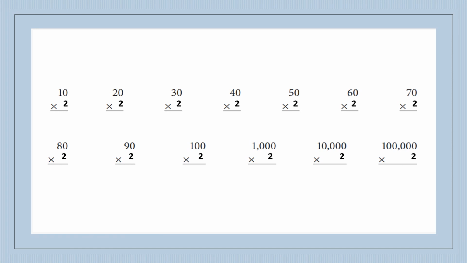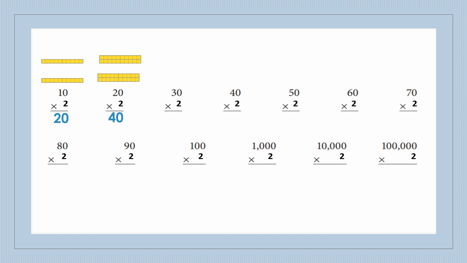So let's look at the first problem in the first row starting on the left, 10 times 2. We can think of this as two groups of 10. How many tens is that all together? 2 tens. 2 tens is the same as 20. 10 times 2 gives us a product of 20. Let's move on to the next one. 20 times 2. Two groups of 20. How many tens is that all together? 2 tens plus 2 tens gives me 4 tens. So 20 times 2 gives me a product of 40.